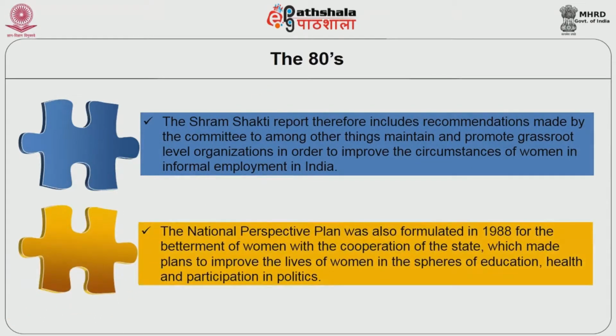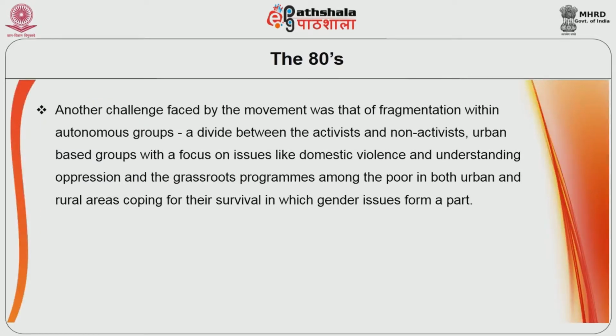The National Perspective Plan was also formulated in 1988 for the betterment of women with the cooperation of the state, which made plans to improve the lives of women in the spheres of education, health, and participation in politics. Another challenge faced by the women was that of fragmentation within autonomous groups, a divide between activist and non-activist urban-based groups with a focus on issues like domestic violence, and grassroots programs among the poor in both urban and rural areas, hoping for a survival in which gender issues form a part.